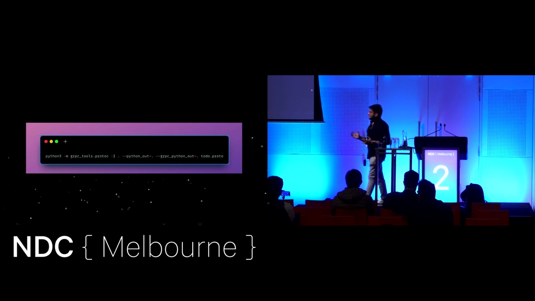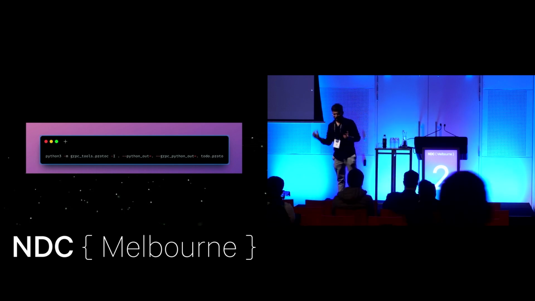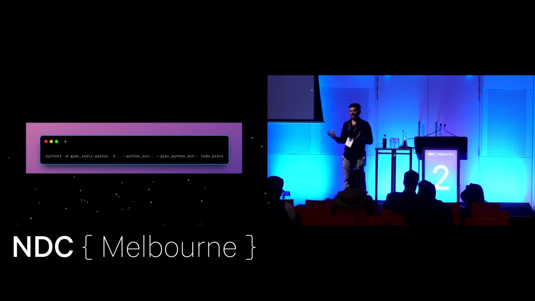Google released this compiler for different languages. Even for Python, there is a dedicated one. So you can just use the gRPC tools.protoc in order to generate some code that is going to act as your client-side code, right?